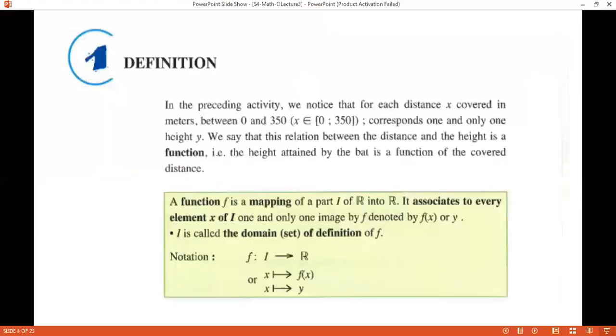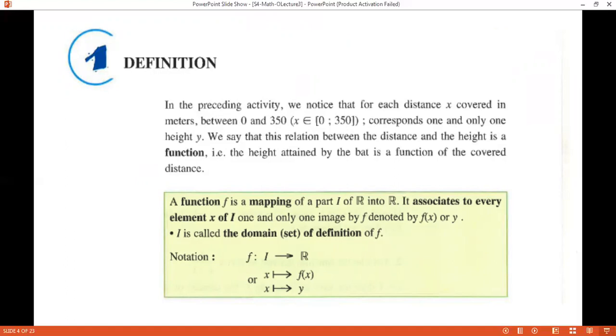So, as a definition, we notice that for every x, there's a y. For every x covered in meters, there's a height also covered. That's what we call a function. When there's a relation between the distance and the height, or between y and x, then this is a function, where for every x, there's only one y, or one f of x.